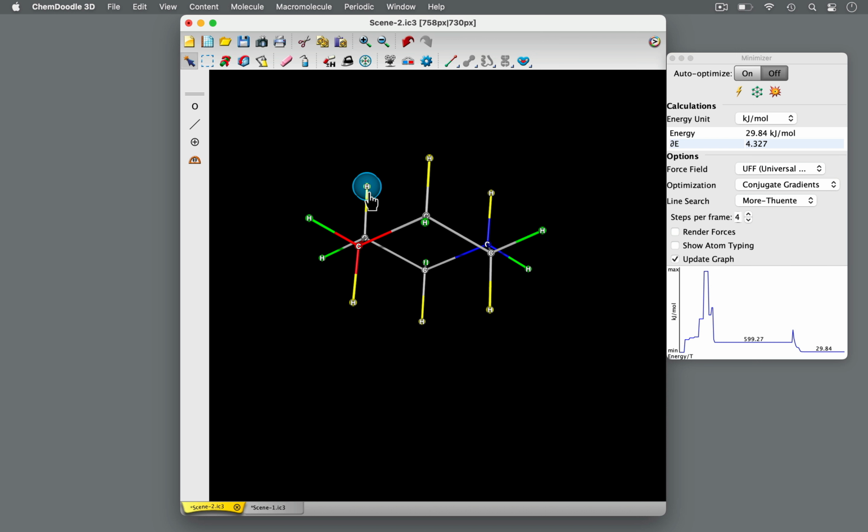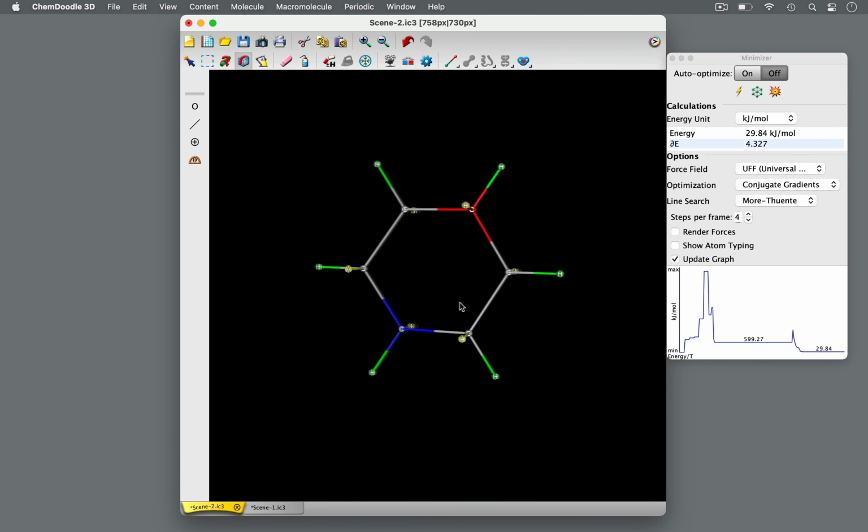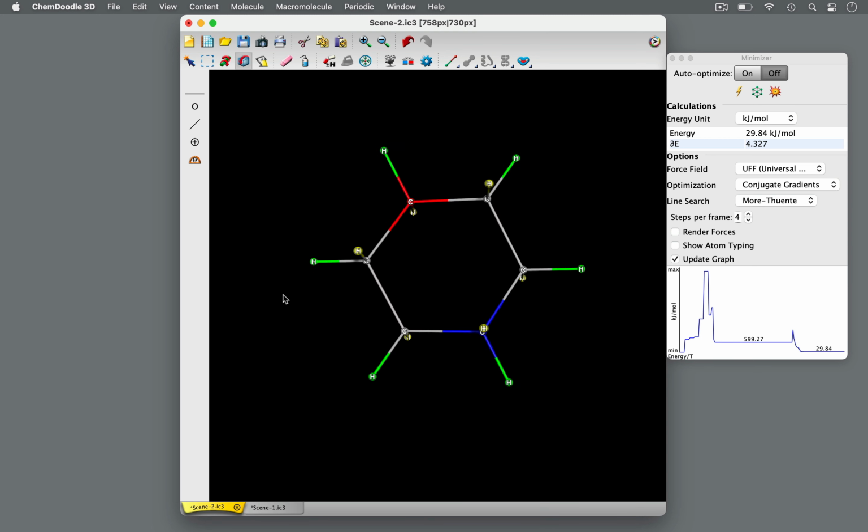We see that this hydrogen on the carbon in the back is pointing up, while its neighboring hydrogen on the carbon in the front is oriented to the side, not vertically. As such, these spatial arrangements give the chair conformation the lowest potential energy of the cyclohexane conformations.